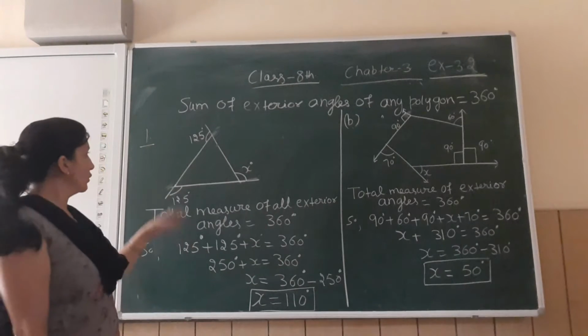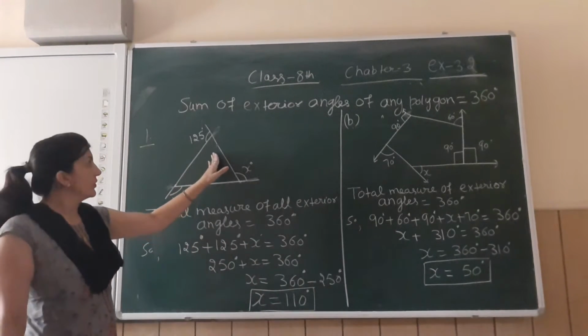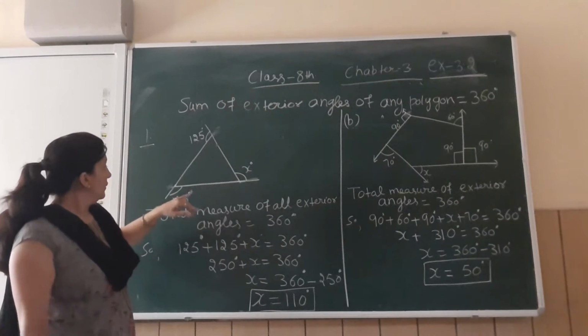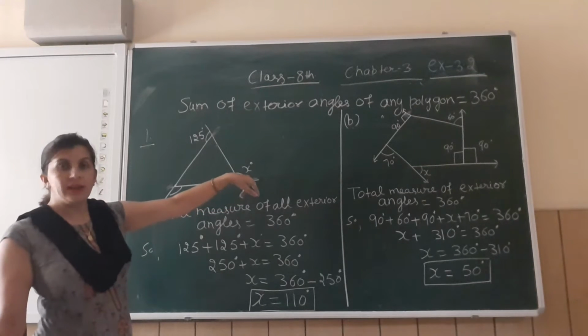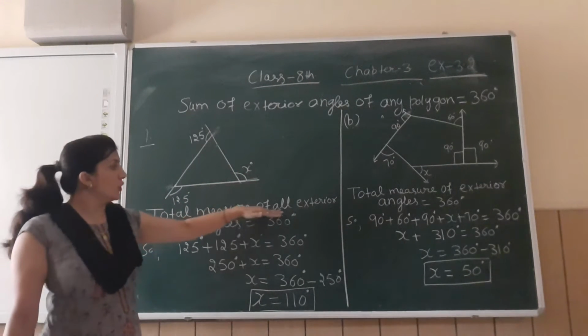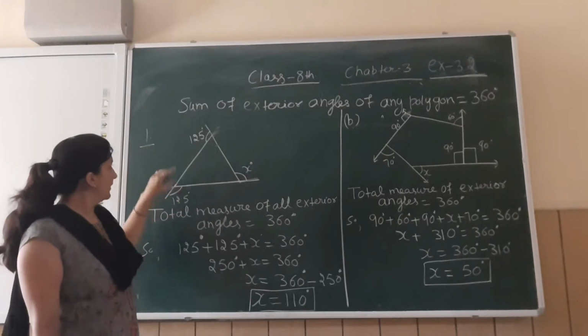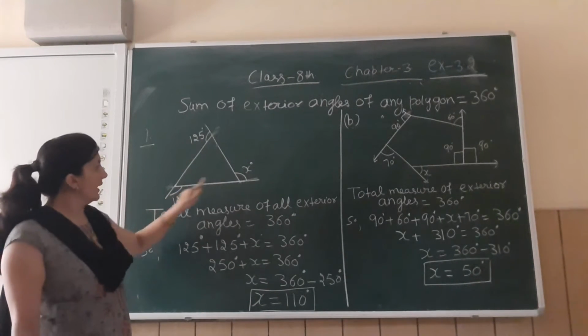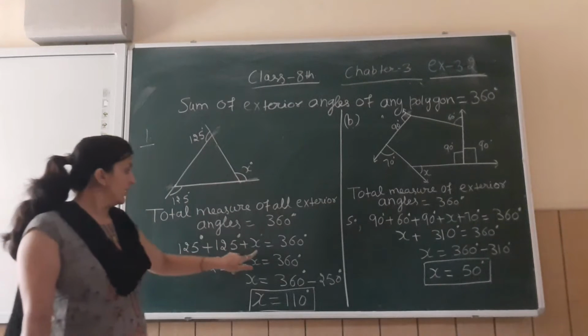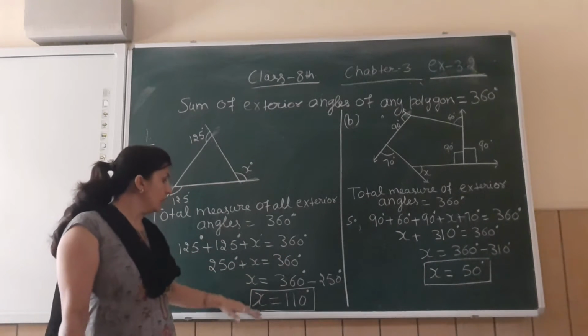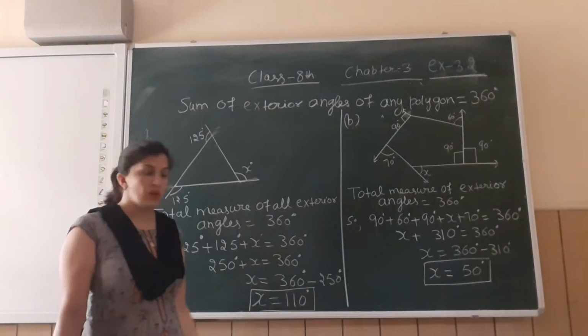So, coming to the first question. The figure is given in Exercise 3.2. We have to find x. The total measure of all exterior angles is equal to 360 degrees. So 125 plus 125 plus x is equal to 360 degrees. When we solve it, we get x is equal to 110.